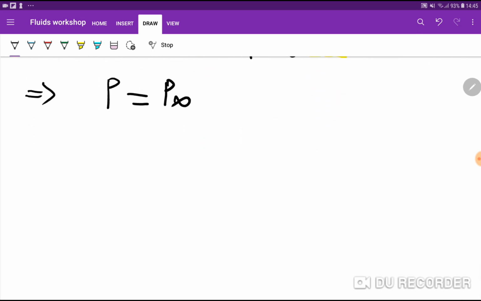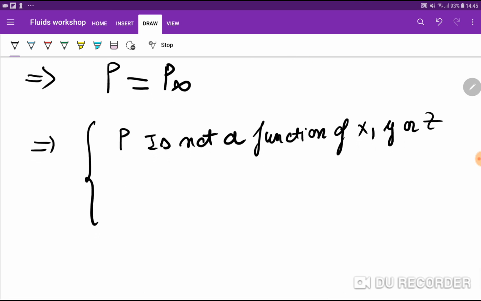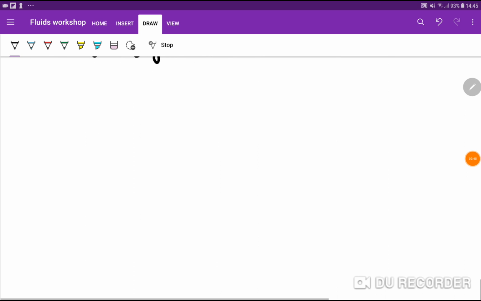With that chain of logical reasoning, you conclude two things. Pressure is not a function of x, y, or z. And since pressure is not a function of y, the partial of pressure with respect to y equals 0. This will be very important in the analysis later.